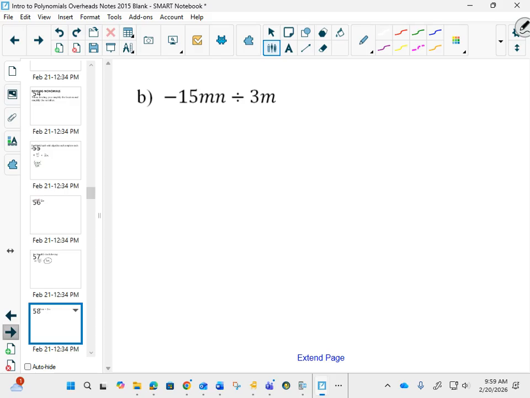Negative 15mn divided by 3m. I'm going to just rewrite it because that dividing looks like this. I like writing things as fractions. Can you do negative 15 divided by 3? 5. And would it be positive or negative? Negative. So we get negative 5. Those would simplify. And the only variable you're left with is n.